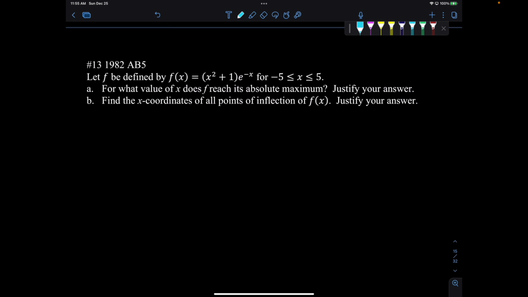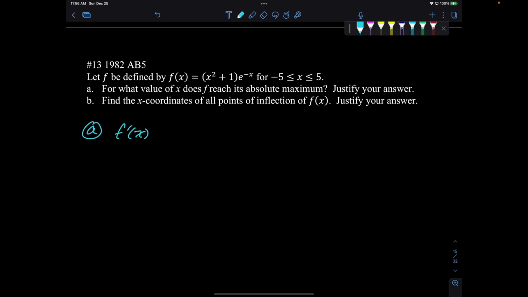Let f be defined by f of x equals the quantity x squared plus 1 times e to the negative x between negative 5 and 5. For what value of x does f reach its absolute maximum, and justify? And then we want points of inflection. All right, so we're going to need f prime.